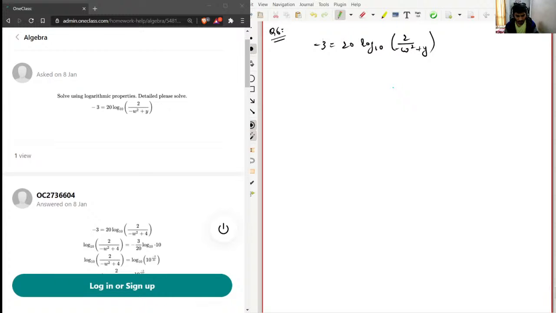So first I will divide both the sides with 20. So this will become minus 3 over 20, and this will become log base 10 of 2 over minus w square plus y. Is this y? This is 4, I think. Okay, so there is a printing mistake in this question. This should be 4.